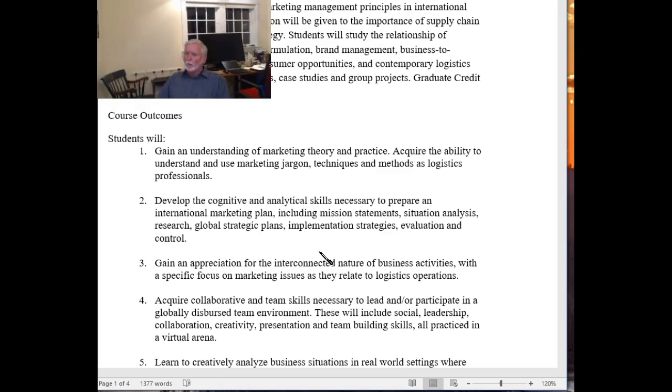Third outcome, all marketing is interconnected with other business activities. You can't be a logistician and just work with logisticians. Logistics is a piece of everything else that happens in the marketplace or within the business, and marketing is the same. So what you're going to find out is that, yes, this is a marketing course, and maybe you've had some human resource courses, or you've had some accounting courses. All of these things are related.